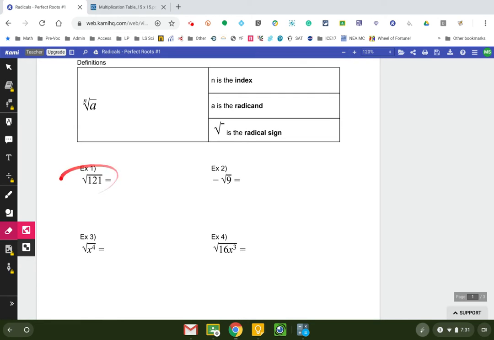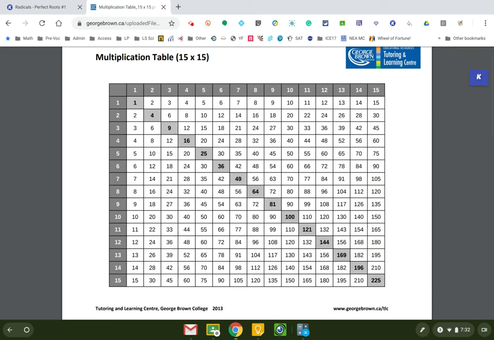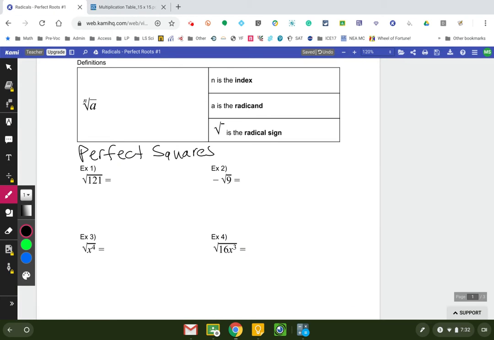So if we look at example 1 right here, we have the square root of 121. The problems you're going to be doing this time are called perfect squares. We chose perfect squares because they're a lot easier to start with than the other stuff that we'll get to. For a perfect square, what I usually do, and Mr. Eshman does too, is we go to our multiplication table, and we'll share this with you on Classroom as well. Then we locate 121. And if you just go up, you see that it's 11 times 11. So the square root of 121 is just 11.